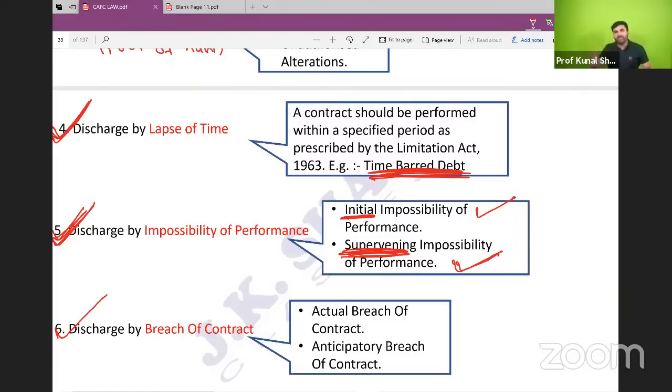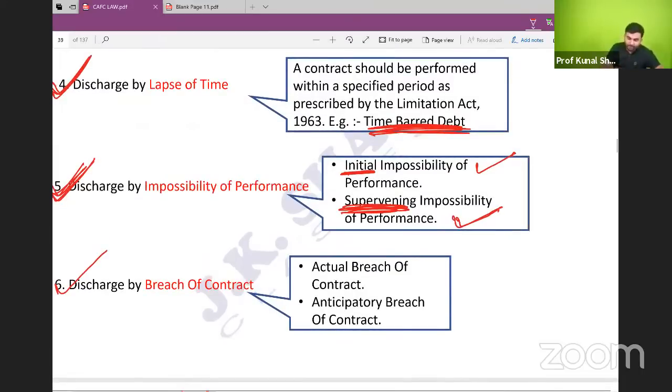When I say supervening impossibility, it means it is an impossibility which arises after the contract got formed. When the contract was entered, at that time it was possible to perform. But later on, before the performance, it has become impossible to perform. Last way by which a contract gets discharged, an important way, is contract getting discharged by breach of contract.